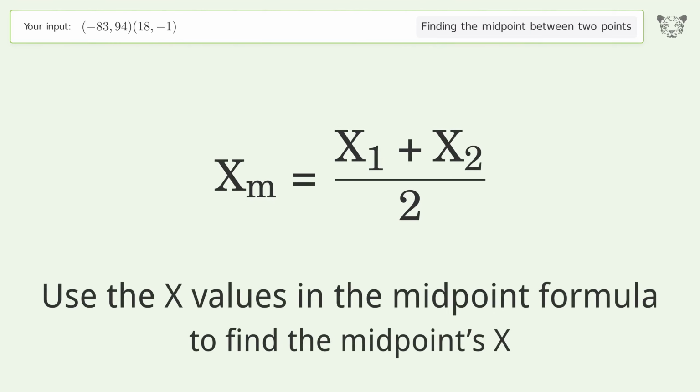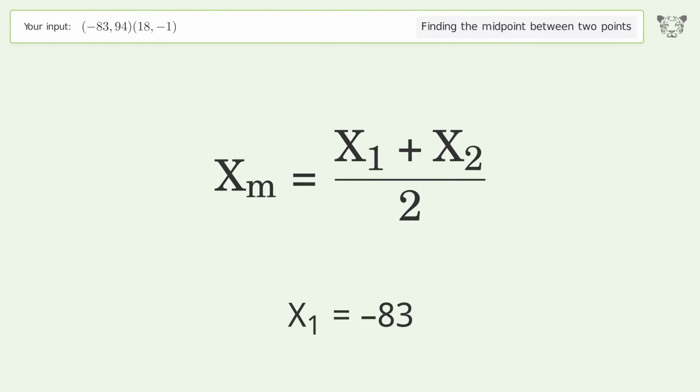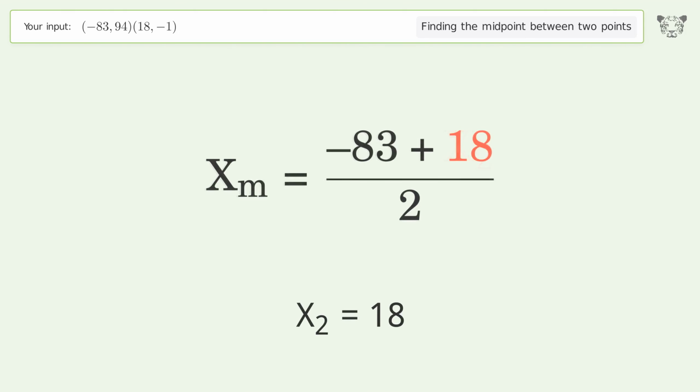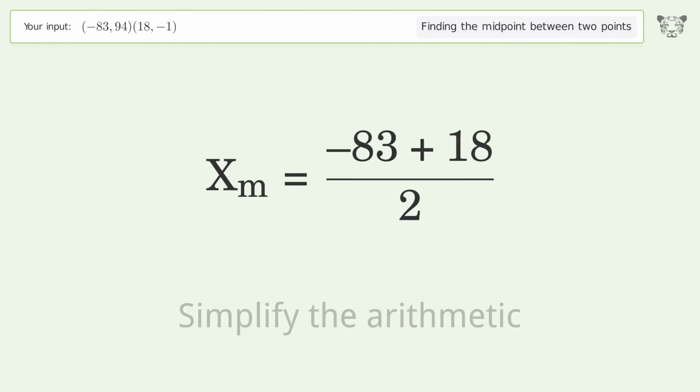Use the x values in the midpoint formula to find the midpoint's x. x1 equals negative 83. x2 equals 18. Simplify the arithmetic.